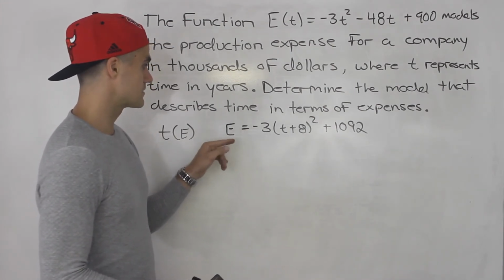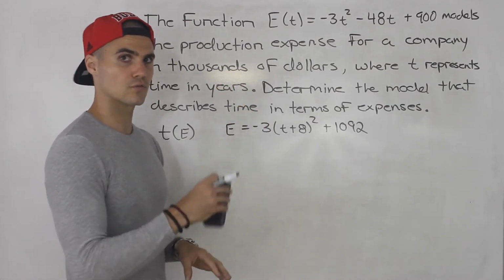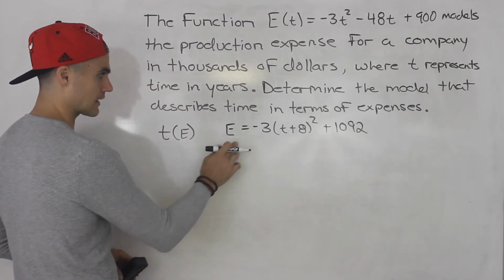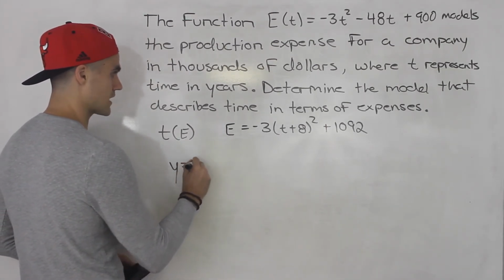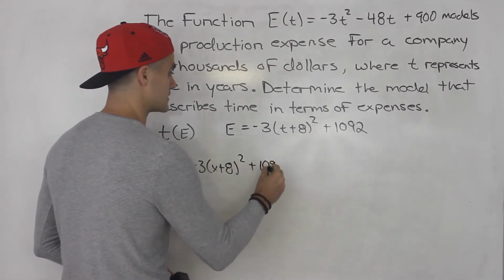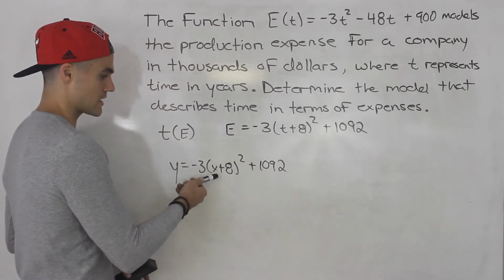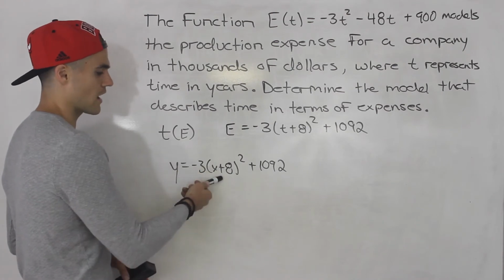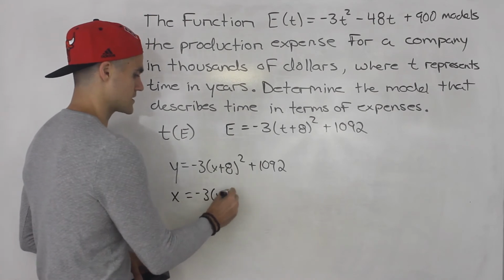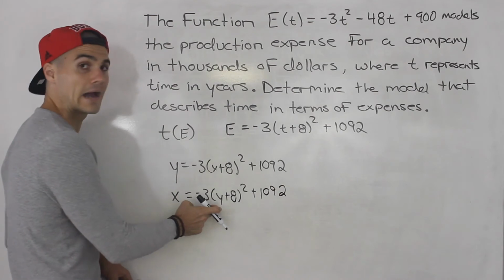Now this part here is a little bit different because this is a word problem, versus if this was just a regular quadratic. If you remember with a regular quadratic, like let's say this was just y equals negative 3 times x plus 8 squared plus 1092, to find the inverse, we switch the x and y, right? So we let x equal negative 3 times y plus 8 squared plus 1092, and then we isolate for that y here.